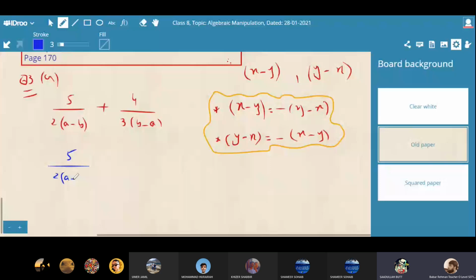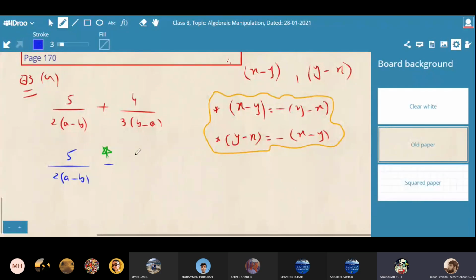What can I do? I will take minus out, and then it would be plus. Very good. When I take minus outside, the signs inside the bracket will be changed. So minus plus minus. Please pay attention. I put a star over here. Why star? Because this plus minus minus will become plus minus minus.